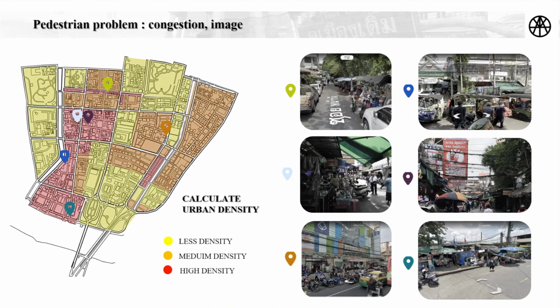Okay, this diagram shows the calculated urban density. The yellow shaded area shows less density. This area is almost like a park or government office, a less congested area. And the orange shade shows the medium density area, and most of the orange area is row houses, which is residential. And next, the red shade is in this area is high density.